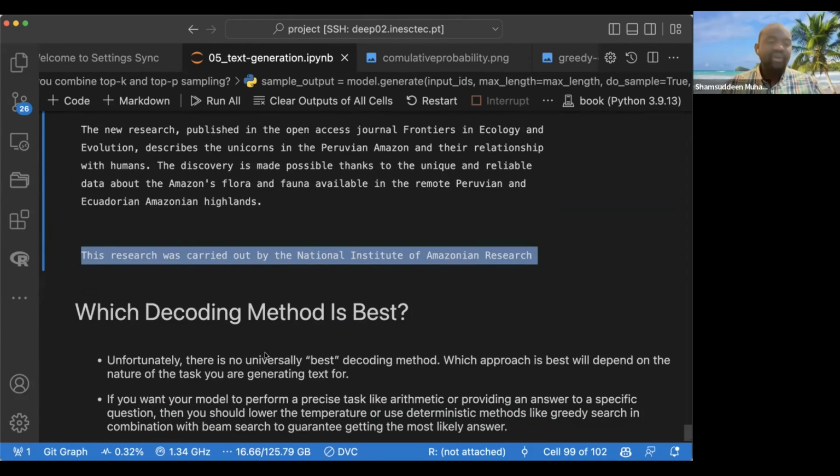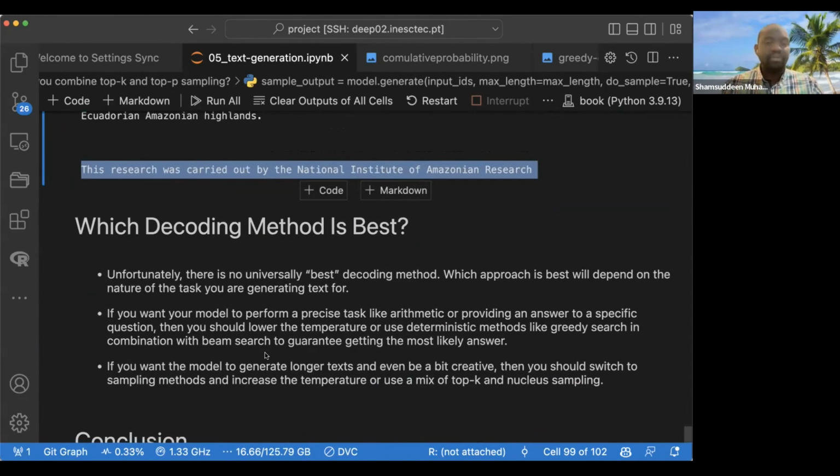So finally, which decoding method are we going to use? There is no universally best method, it depends on the nature of the task you are doing to generate text. If your model needs to perform precise tasks like arithmetic, where you need a factual answer, then methods such as greedy can work, as we saw, it can do mathematics. But if you want to generate with a longer tail and even be creative, then you should switch to a sampling method and increase the temperature and or use mixed top K and nucleus, as we saw.